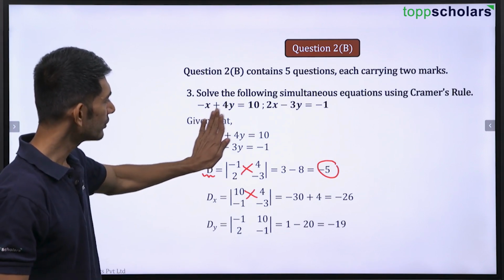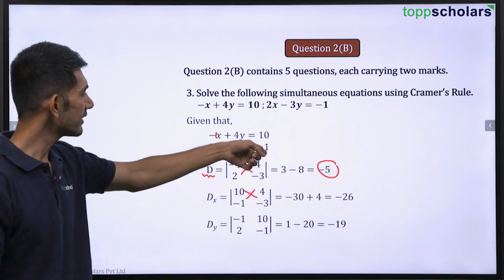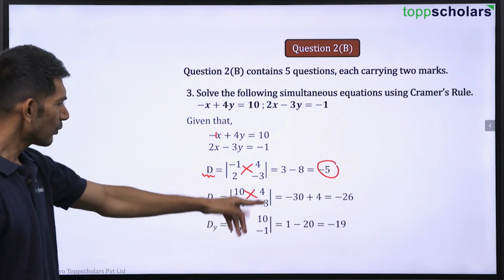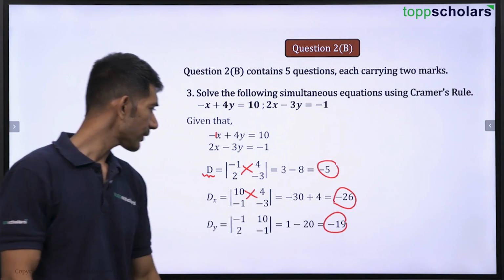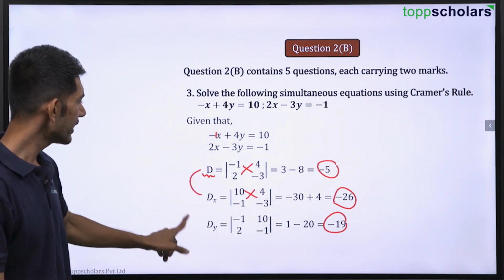Only in x what we do is, we write down C first and then this. This is called C. This is called B. This is called A. And then once you have the 3 values, you know the formula. Right? What is the formula for x? X is dx by d. Y is dy by d.